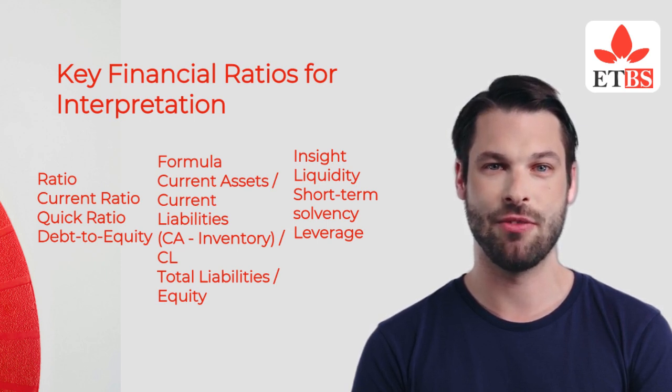4. Gross profit margin: gross profit over revenue, cost efficiency. 5. Net profit margin: net income over revenue, profitability. 6. Return on equity, ROE: net income over equity, shareholder return. 7. Asset turnover: revenue over total assets, efficiency of asset use.